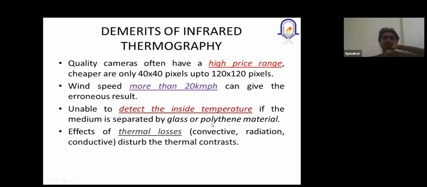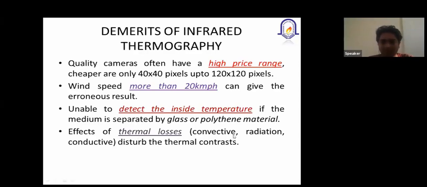Say for example, there is glass and we have to take the thermal image of the thing which is inside the glass. But what happens? We are standing here, we get the reflection of ourselves. As we are getting the reflection of ourselves, we get the thermal radiation of ourselves, and we are not going to get the things which are inside it. Okay, so this is also one of the drawbacks.